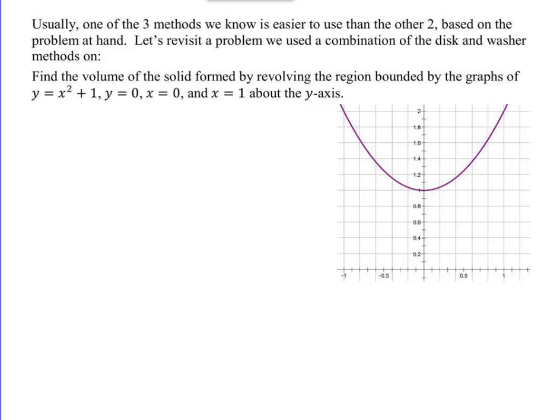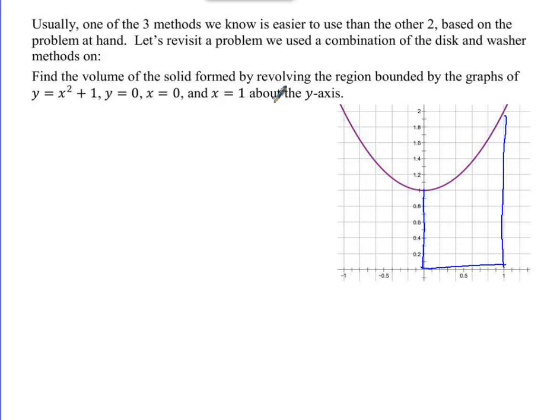So this is a problem that we did back in the second section of the chapter when we were learning about the disk method and the washer method. Find the volume of the solid formed by revolving the region bounded by the graphs of y equals x squared plus 1. So that's the graph that we have up there right now. y equals 0 is the x-axis. x equals 0 and x equals 1 are these guys here. So we are forming this region here.